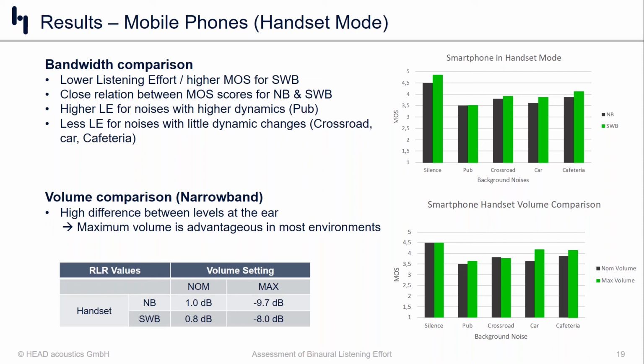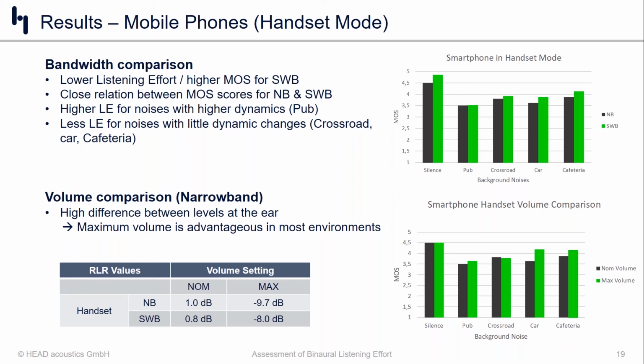Now, when we look at the volume comparison, so now we move to the bottom side, we can see that, first of all, measuring the RLR in quiet conditions, we measured the RLR of this device, and we can see that clearly we're getting a big SNR boost when we move from nominal to max. That SNR boost is, in theory, supposed to help us. And we can see that when we look at the scores, generally that is the case, especially things like car noise and cafeteria noise. Now, for the silence condition, bumping from nominal to max volume doesn't actually help us. And for crossroad, it actually made it slightly worse.